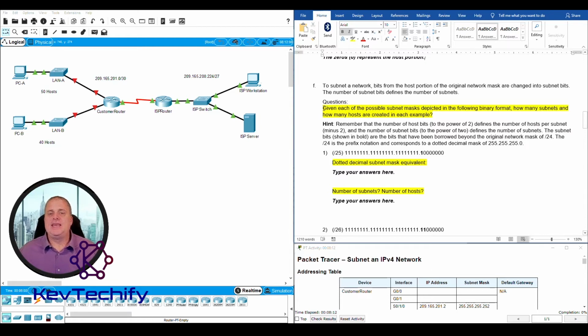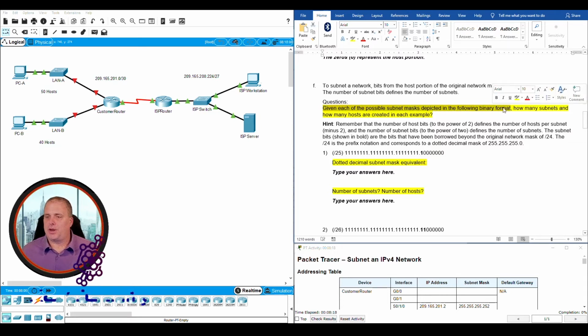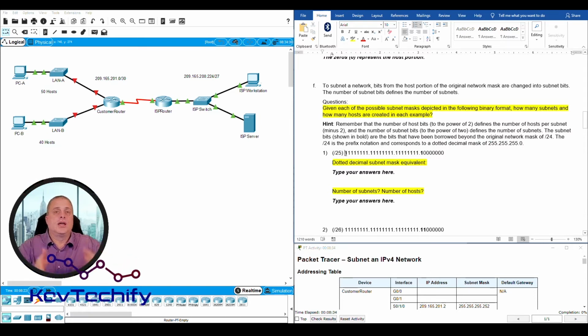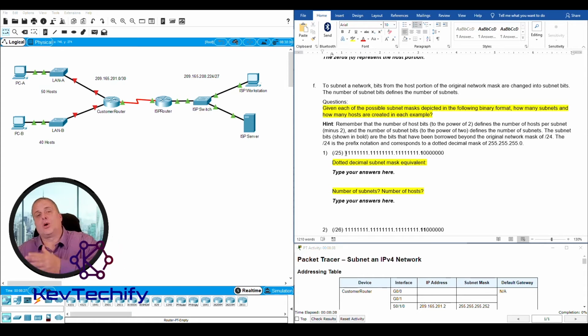Question: given each of the possible subnet masks depicted in the following binary format, how many subnets and how many hosts are created in each example? What we're going to do is use this information. They give us a /25. Once again, that /25 means there's 25 ones in the network portion, and then the rest is the host portion.